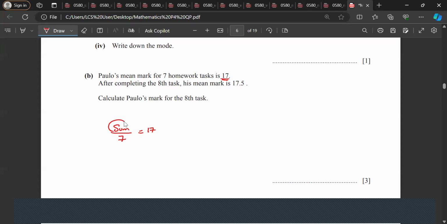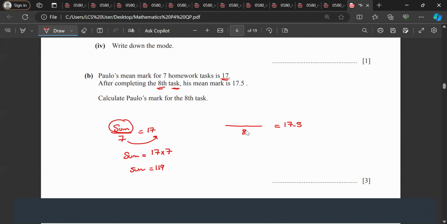Okay. Can I get the sum? Yes. Send this to the other side by multiplying. So the sum will be equal to 17 multiplied by 7. So the sum will be equal to 119. Any problem in this part? Okay. Then after completing the 8th task, the mean became 17.5. How many tasks now? 8.